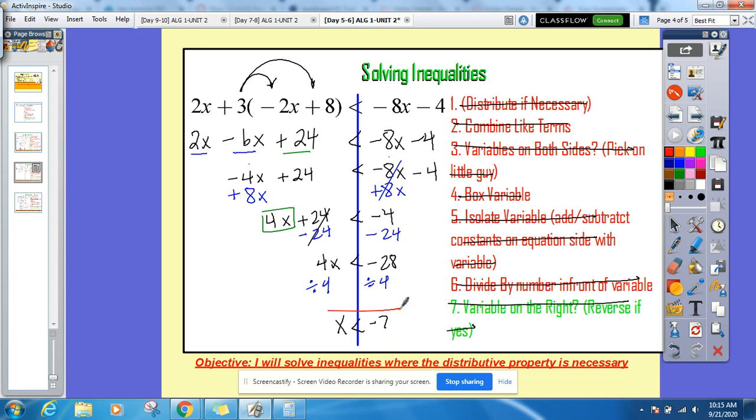And so remember, this is our solution, and it's a whole set of x values, right? It says any x value less than negative 7 will make this inequality true. So it's not just one value, it's a whole solution set, we call it in mathematics.